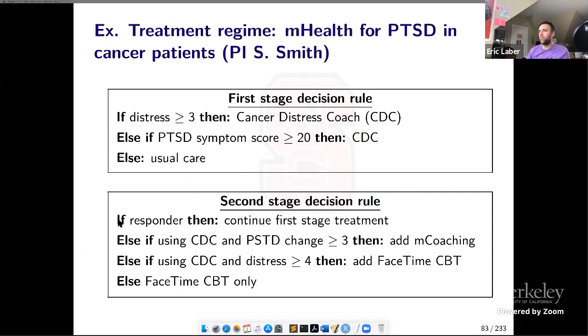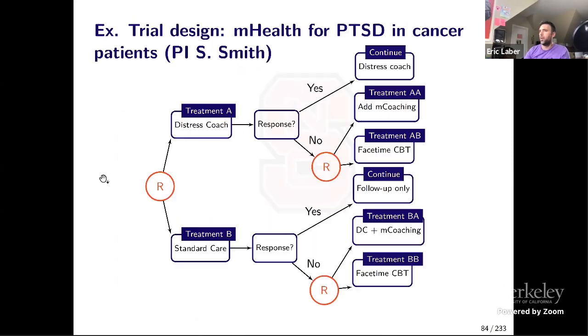The second stage rule says if you're responding, then just continue whatever you were doing. Otherwise, if you had started on CDC and your PTSD symptom change is more than 3, then add mobile coaching or M-coaching. Else, if you started on CDC and your distress score is now more than 4, add FaceTime cognitive behavioral therapy or FaceTime CBT. Otherwise, get FaceTime CBT only. And this rule corresponds to data collected from a sequential multiple assignment randomized trial.